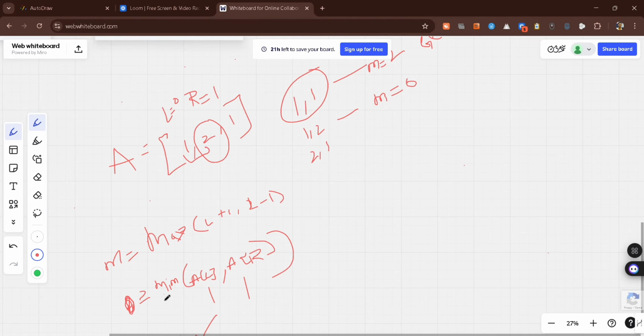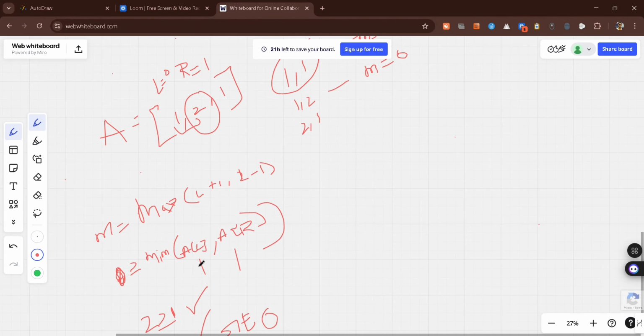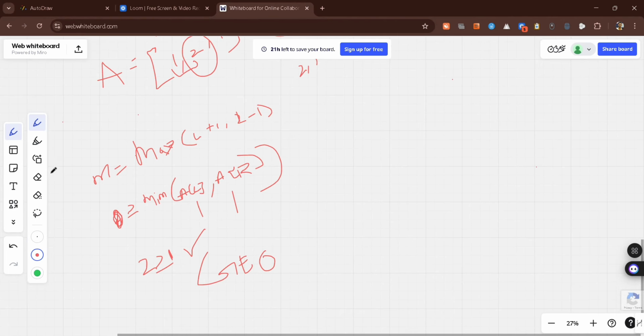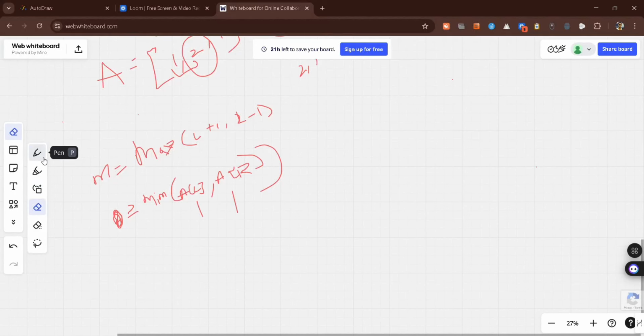We have got the M value, that is 0. Now is 0 greater than or equal to min of A of L comma A of R? What is A of L? 1. And what is A of R? 2. So 1 comma 2, the minimum is 1. So is 0 greater than or equal to 1? Is the condition true? No, right? So if the condition is not true, the get value should be calculated.